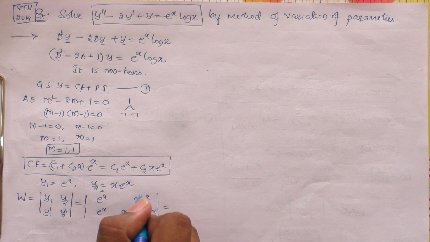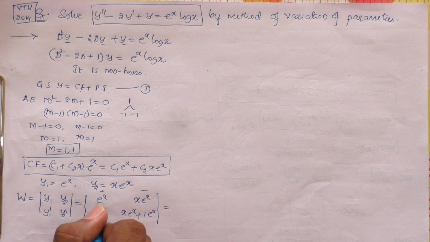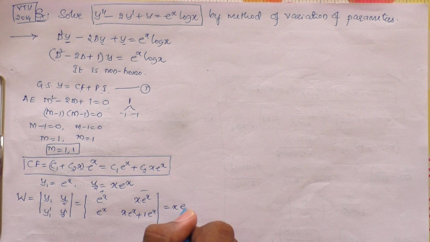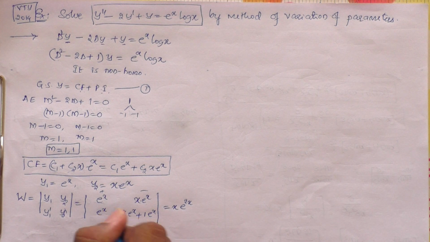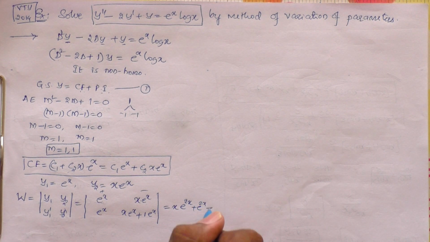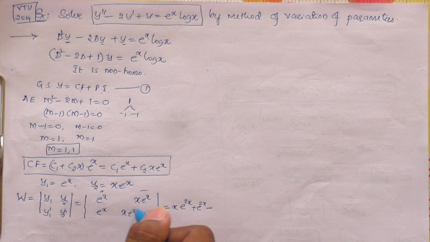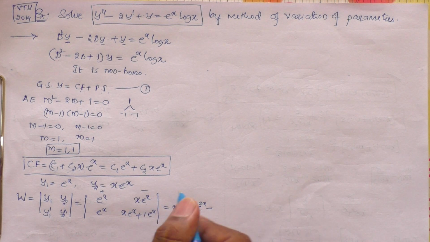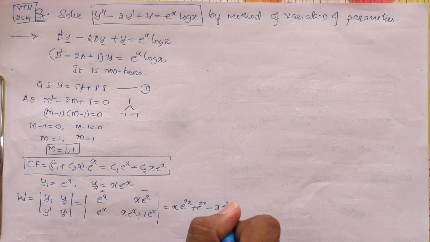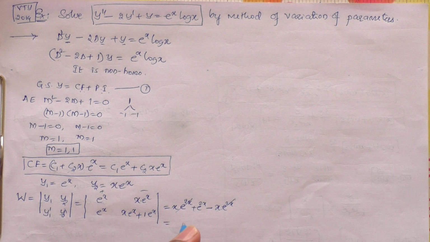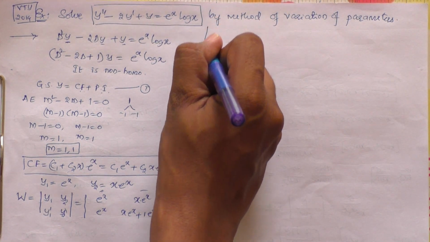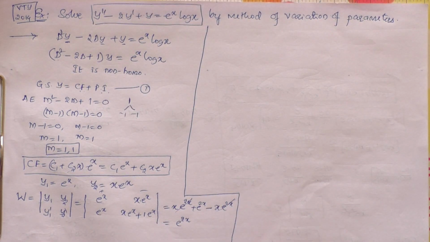So once you get this, solve the 2 cross 2 determinant. Multiply the principal diagonal elements: x into e raised to x, e raised to x, e raised to 2x, e raised to x, e raised to x, e raised to 2x, minus, then multiply the secondary diagonal elements, e raised to x into x e raised to x. So it is x e raised to 2x. So x e raised to 2x and x e raised to 2x cancel here. So we get e raised to 2x, which is W. So we got W. So this is half of the solution.